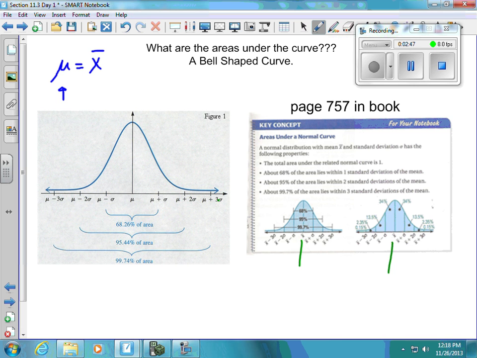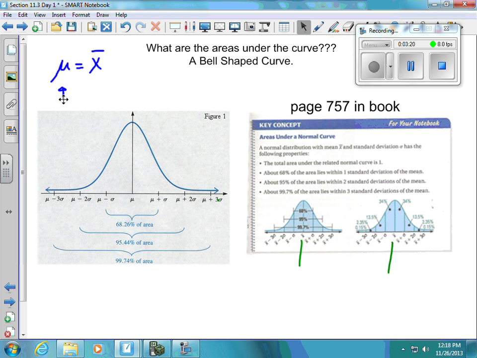Between 1 standard deviation above or below the average, we have 68.26% of the area. If we go a full 2 standard deviations above or below, we have 95.44%. And if we go 3 standard deviations above or below, almost 100%, 99.74% of the data is in that interval. So that's what we're doing here with this normal curve: we're talking about the average and standard deviations above or below.